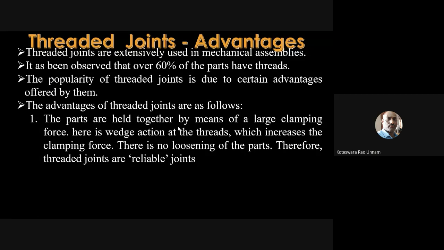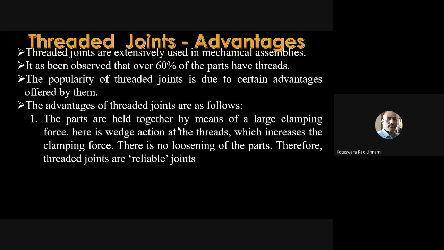The reason for that is that threaded joints are held together by means of a large clamping force, meaning the joint is not going to fail that easily. The clamping force is provided by the wedging action of these threads. If you want to increase it, you can increase the clamping force also. Just by tightening it, you can increase the clamping force.